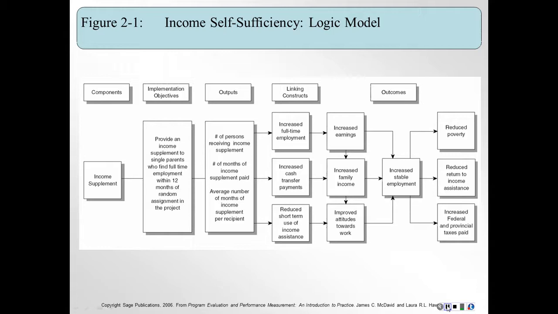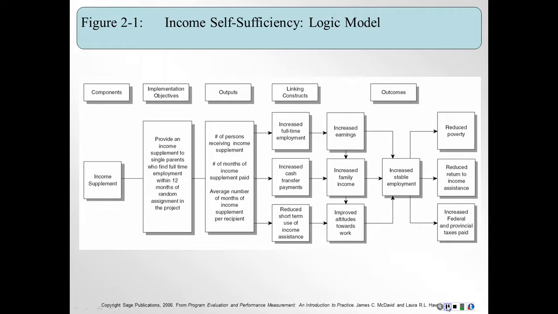Figure 2-1 is another program logic model portrayed in a slightly different format. But notice again, we have the similar sorts of classifications of things. Components, objectives, outputs, linking constructs, and outcomes. Notice there are some things that are not included here. Inputs are not shown in this particular form of the model. Sometimes it's not necessary to specify what the inputs are. It depends on the goals of the evaluator, the goals of the evaluation.